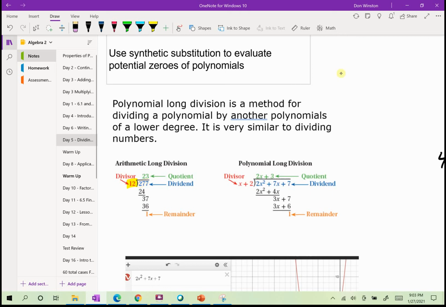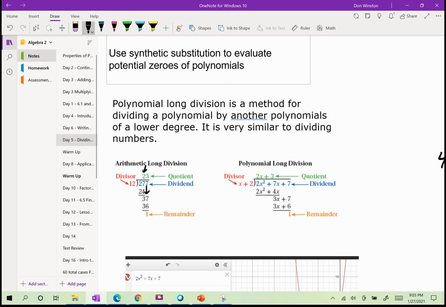So we asked ourselves, how many groups of 12 go into 27? And there's 2 groups of 12 that go into 27. So we'd put the 2 there. And then we would multiply 2 times 12, which gives us 24. And then we would subtract. 27 minus 24 gives us 3. And then we would bring down the 7.